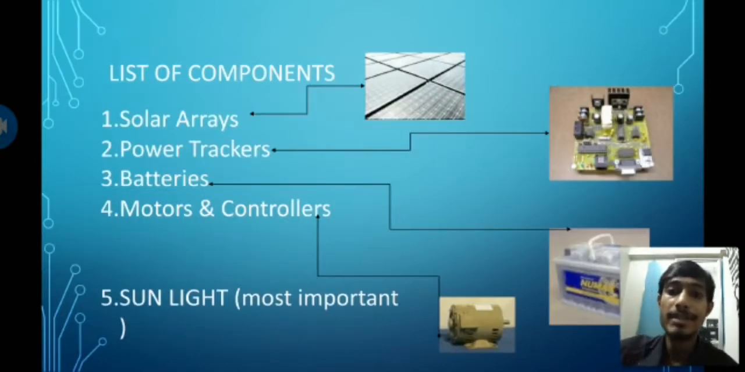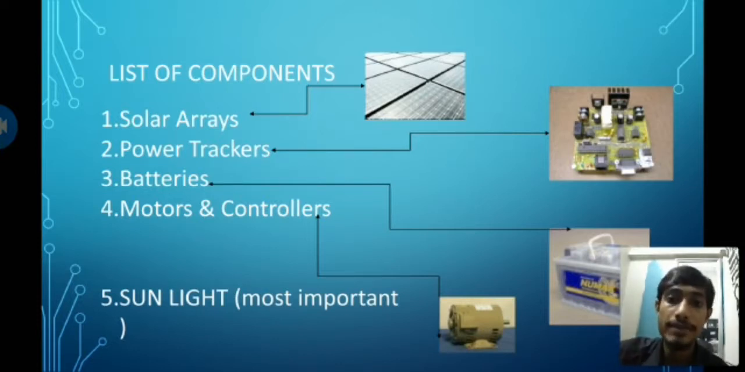Well, there is a list of components we will be using for our project. Number one is solar arrays. Solar arrays are used for collecting sunlight from the sun and converting it into electrical energy. Number two is our power tracker. Power tracker is basically a simple microcontroller. You can say that it is used for simply controlling the voltage and the current which proceeds in our circuit. The third priority is given to the batteries. As you may see, the voltage is to be stored in some place like batteries for further procedure if there is no sunlight present. Number 4 is our motor controllers.